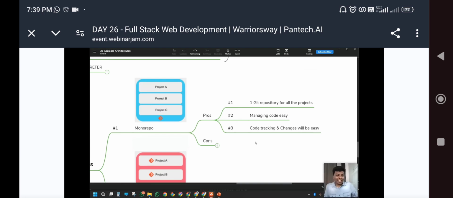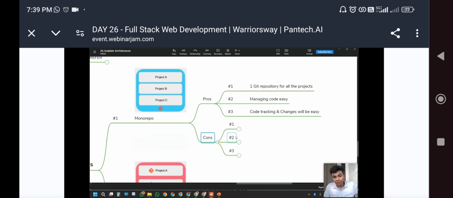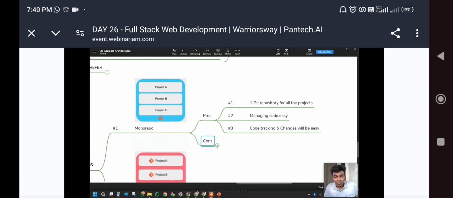It is not only Git, guys. You can consider any version control or any repository. But the code tracking and the changes which we are making in the code are going to be easy because it is a single repository. Okay, that is the advantage of this monorepo.